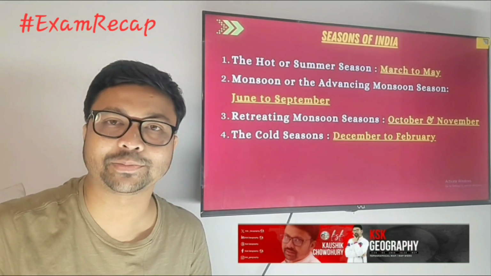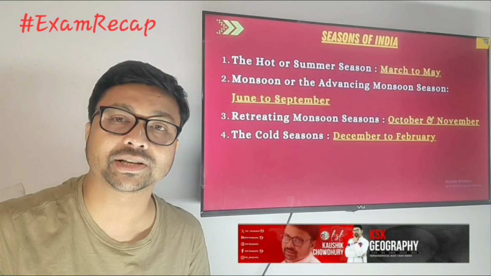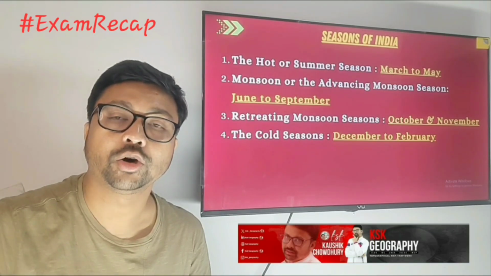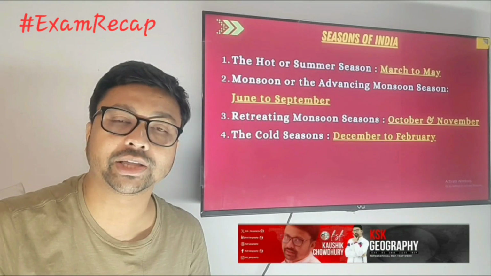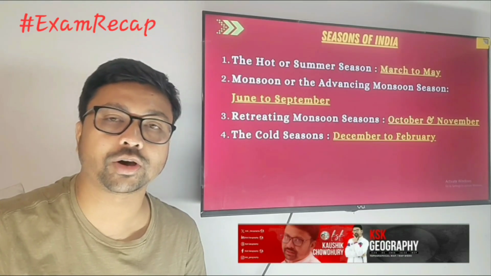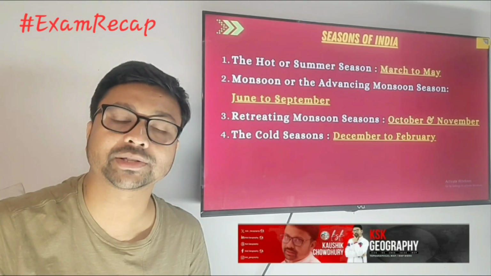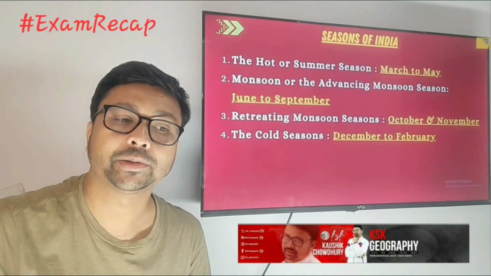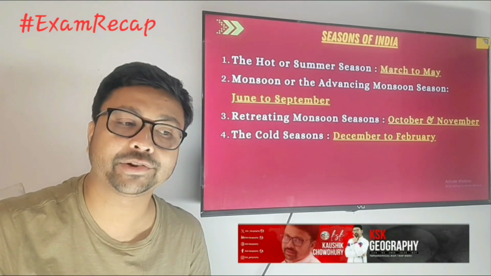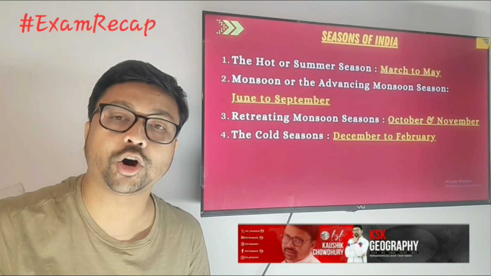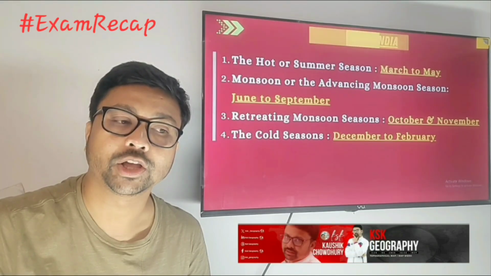Next you need to focus on the seasons of India. You need to know the details of the 4 seasons, their features, and how the monsoon develops during that time. The 4 seasons are: the hot and dry summer season, during March to May; the advancing monsoon or rainy season, during June to September; the retreating monsoon season, during October and November; and the cold season, December to February.